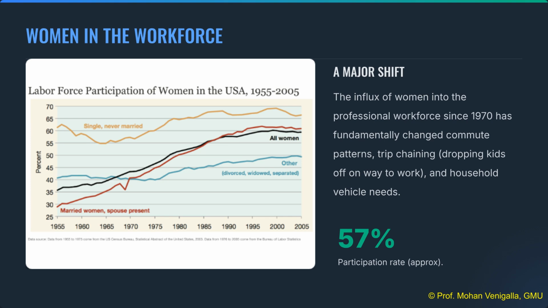The influx of women into the professional workforce since the 1970s is one of the most profound structural changes in travel demand. With a participation rate around 57%, we see new complexity, trip chaining. Commutes now often include stops like dropping off children, increasing the number and complexity of non-work trips during peak hours.